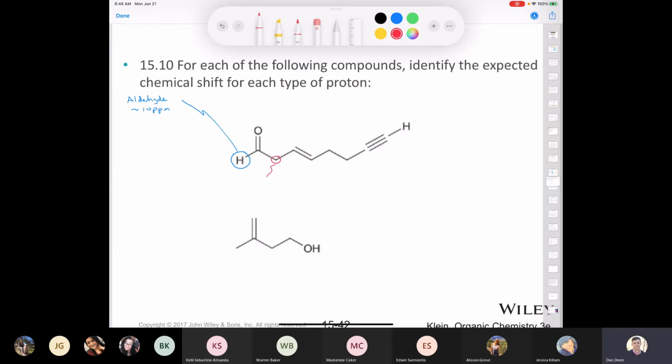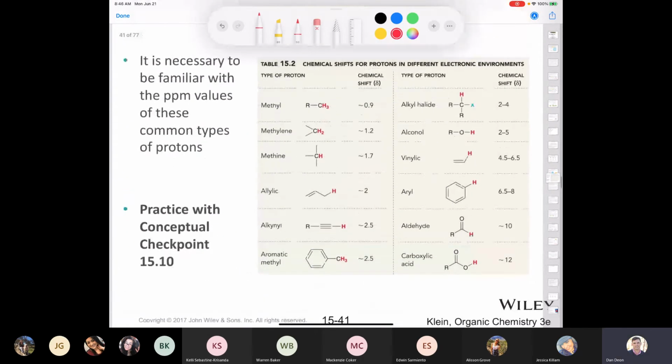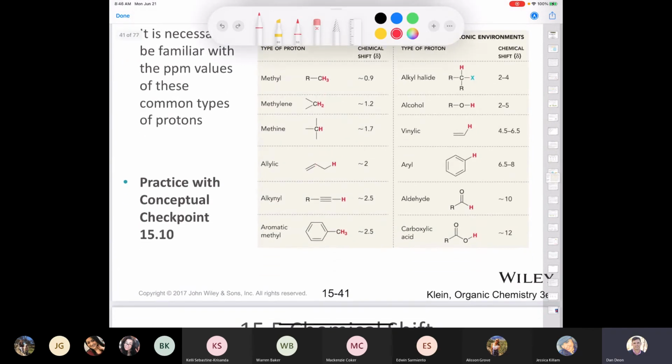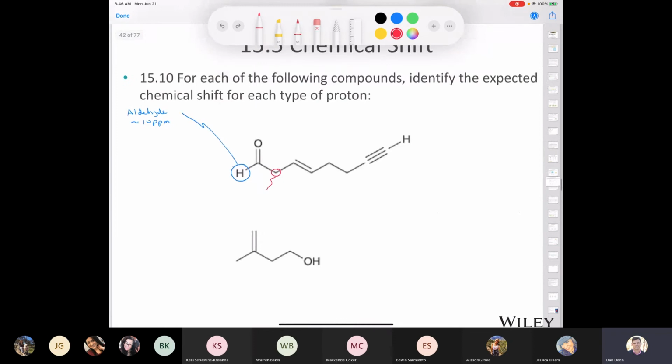All right. So if we go back here, we saw that allylic protons have a chemical shift of around 2 parts per million. So think about it. If you have the double bond here, this is the vinylic position. This is the allylic position. So this is an allylic position here. So that's going to give us a chemical shift of around 2 parts per million, but it's also right next to the carbonyl of an aldehyde.